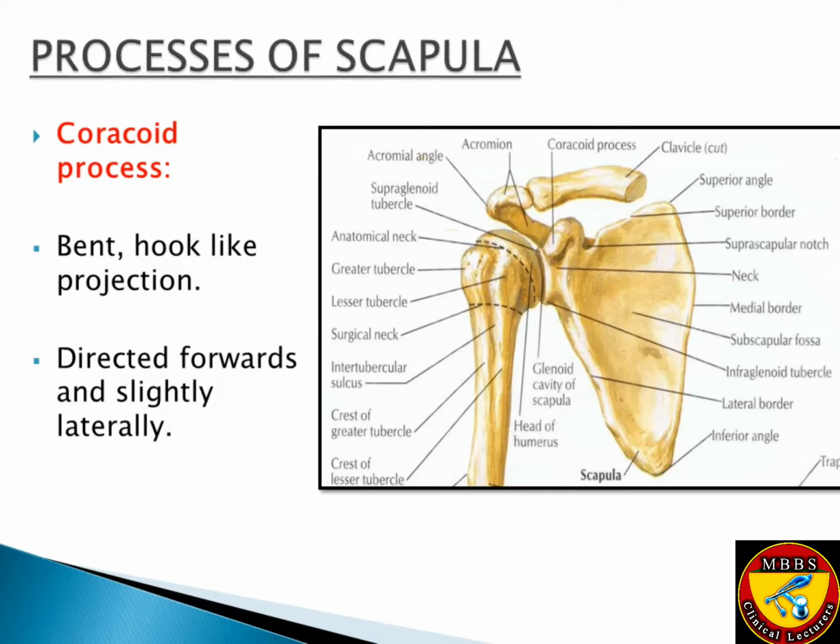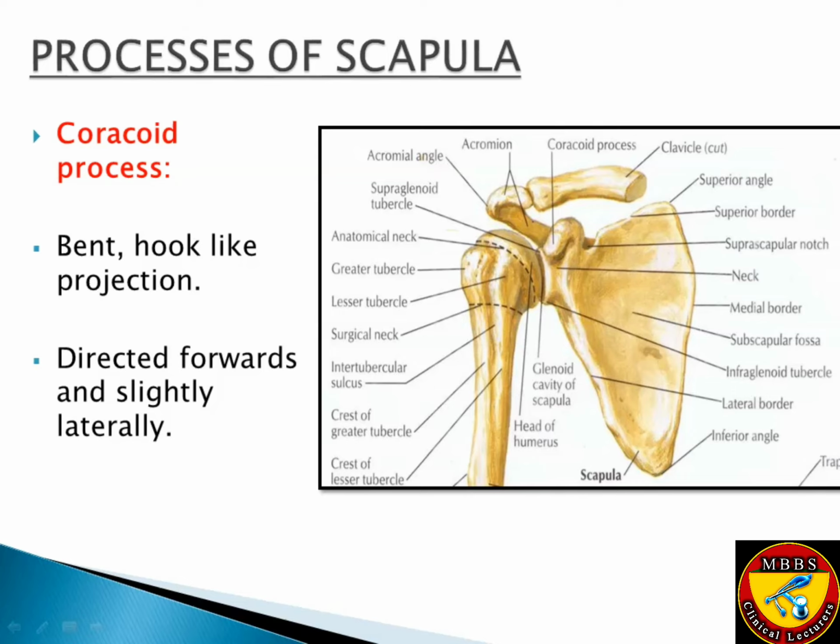The third process is called as the coracoid process. The coracoid process, when you look at carefully, it resembles a thumb-like projection. It is like a bent thumb. It is like a hook, or you can say it is like a crow's beak. The word coracoid, cora means crow's beak. So coracoid process appears thumb-like or a hook-like projection. It is directed forwards and slightly laterally.